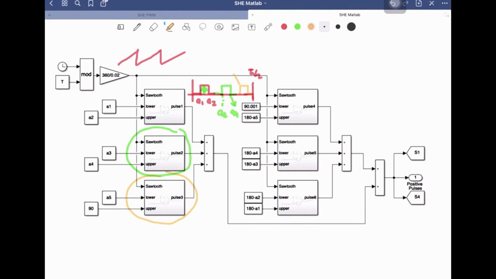This is A5 and this is up to 90. So starting from here, this is up to 90. So we will be getting this pulse. So we will have to specify these angles to get the quarter cycle. And then over here, from this block, what are the limits? From 90 to 180 minus A5.